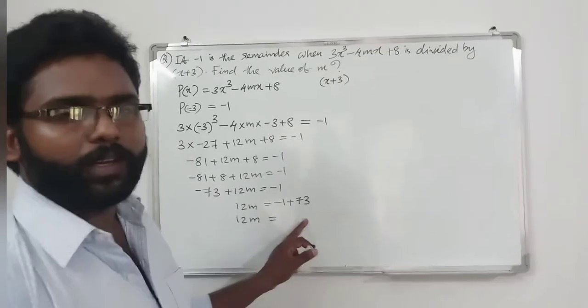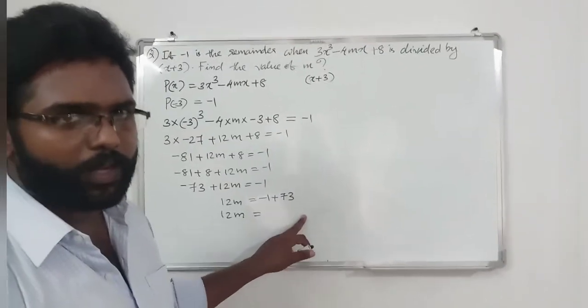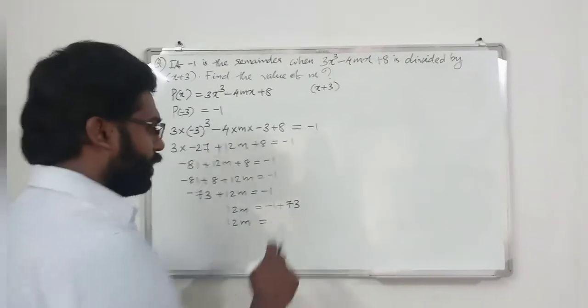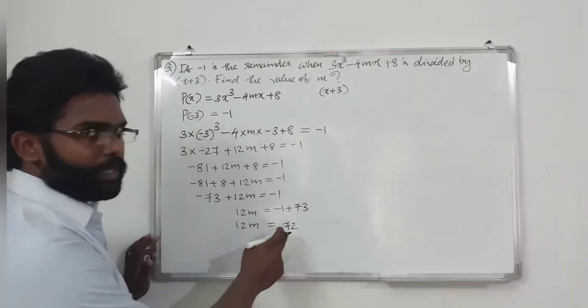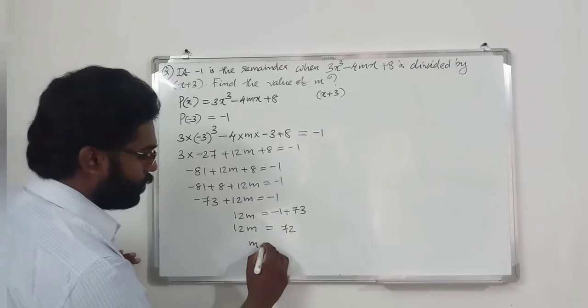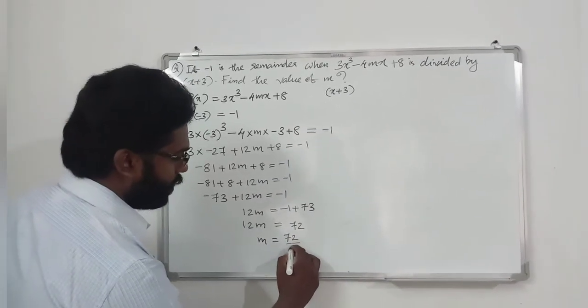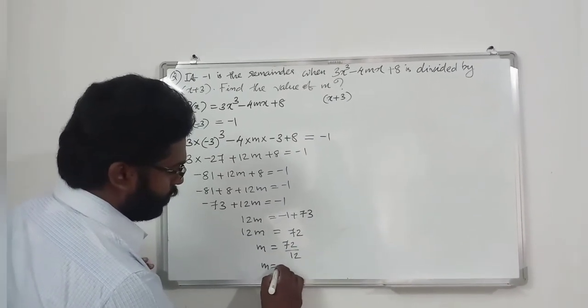One is negative, another is positive. Subtract smaller from larger and give the sign of larger. This is 73 minus 1, 72, and the larger number is positive, so the sign is positive. Then m equal to 72 by 12. m equal to 6.